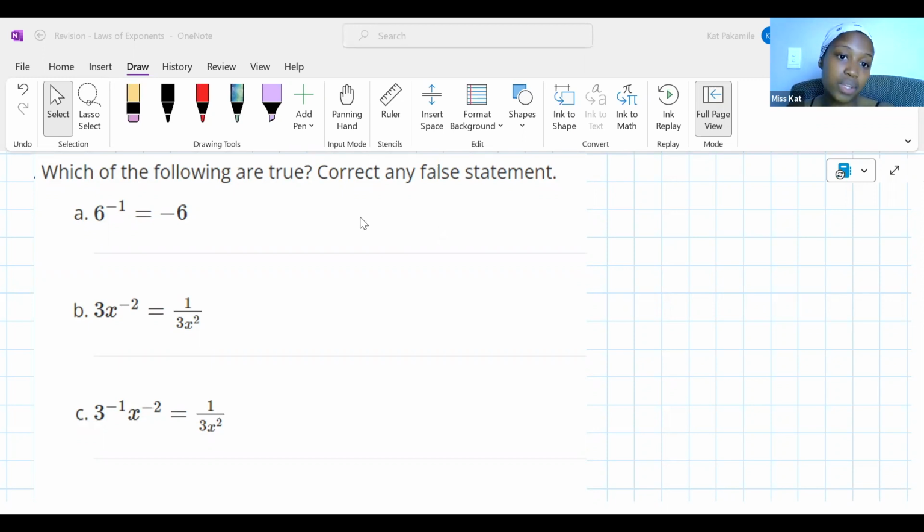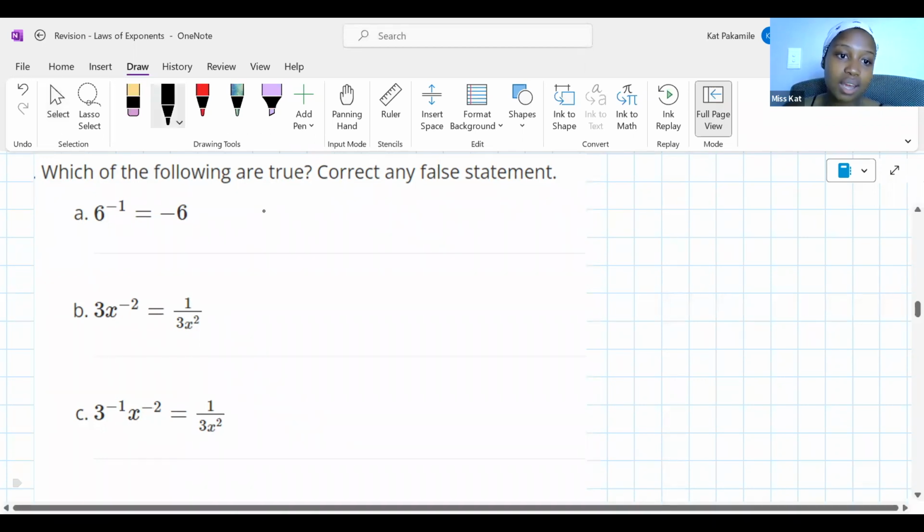Okay, which of the following are true? Correct any false statement. Let's start with A. Is A true or false? It's okay. Ooh, we're all saying it's false. Okay, we're all saying it's false.